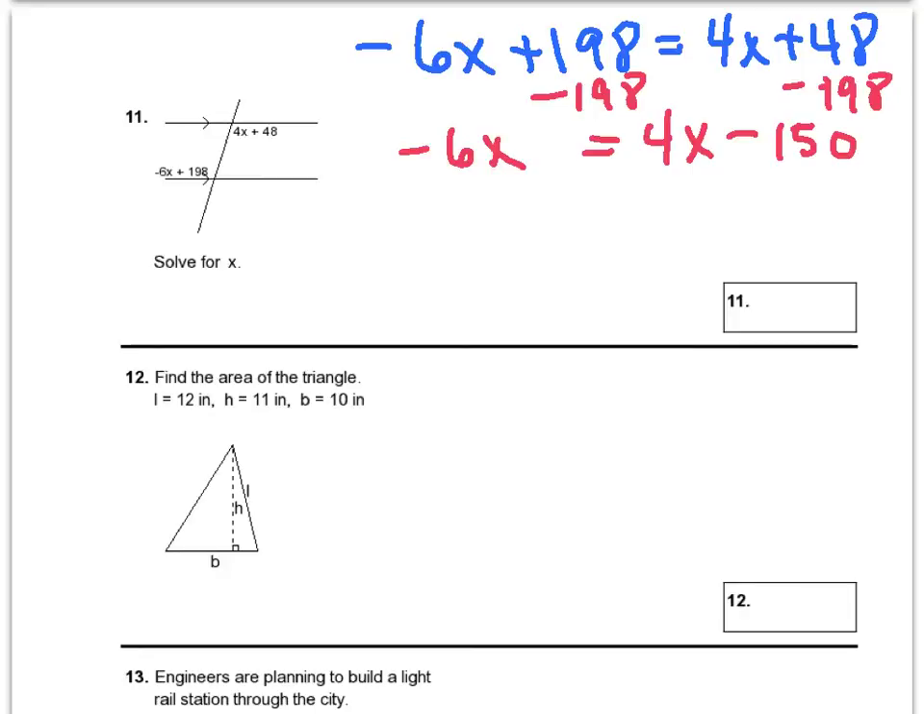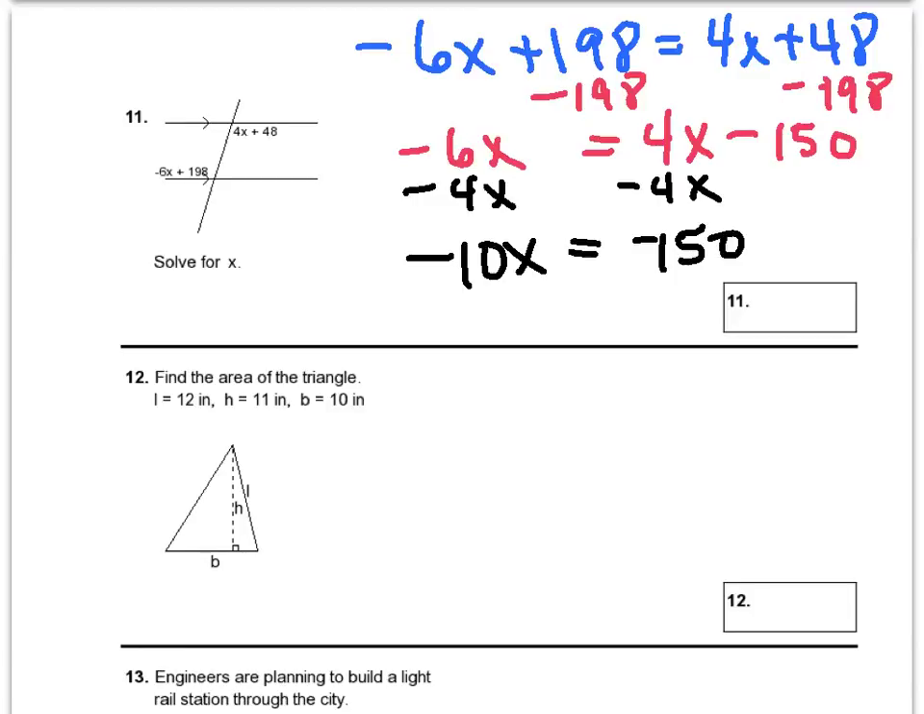And you say, why didn't I subtract the x's first? Really, to be honest with you, I've done that on all the other problems, but this one, it does not really matter which one you do first. Now I'll subtract the x's, and I get negative 10x equals negative 150. Divide that by negative 10, and we get x equals 15.